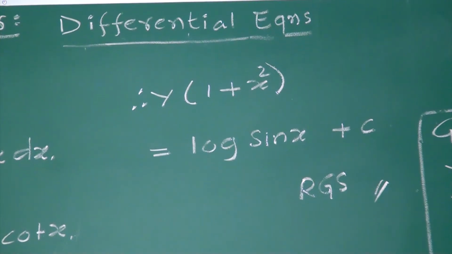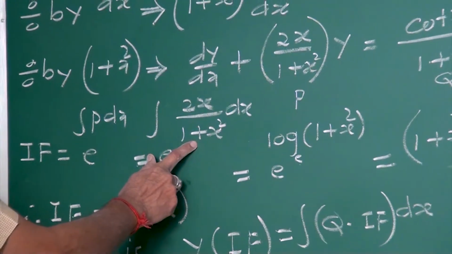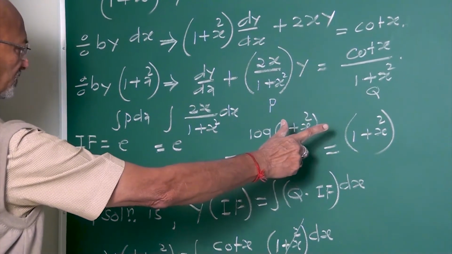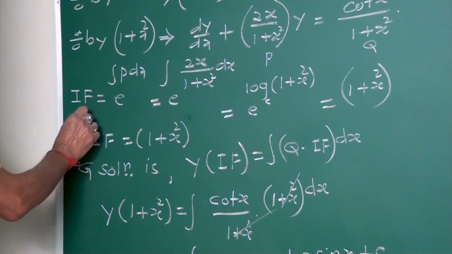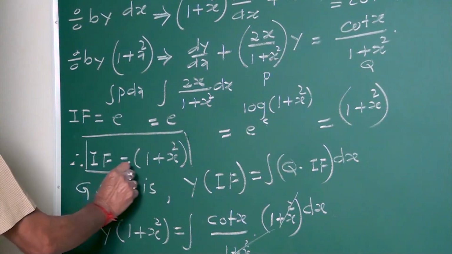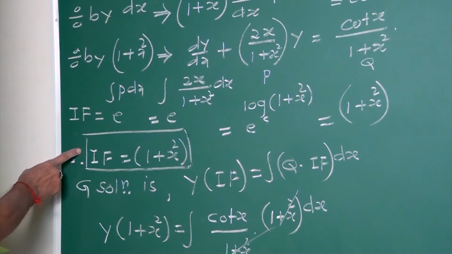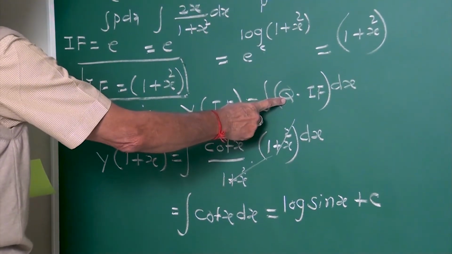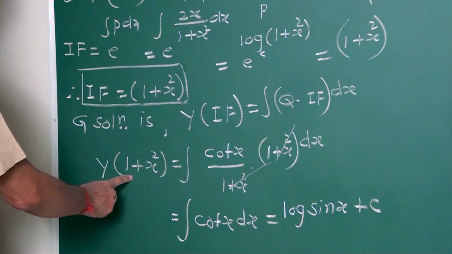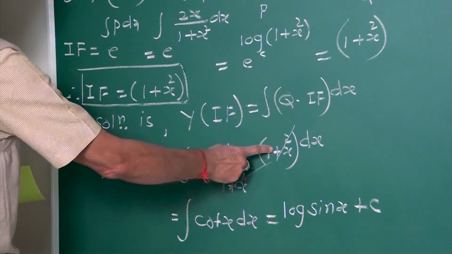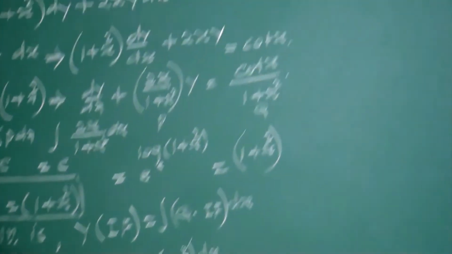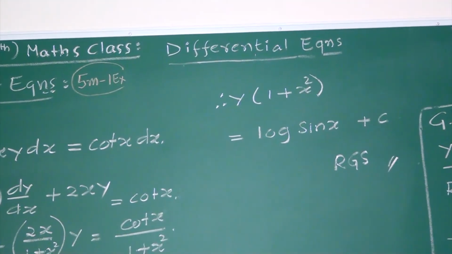Yes, friends. Next example, my friend, 1 plus x square. Division, you get this f dash upon f, log of the denominator, e to the power log of that expression, 1 plus x square. So, this is the integrating factor. After writing the integrating factor, this is the general solution: y into integrating factor equal to integral of RHS, Q into integrating factor. The integrating factor and RHS cancel, giving cot. The integral of cot is log sin x plus c. That will be the solution. Next example, my friends.